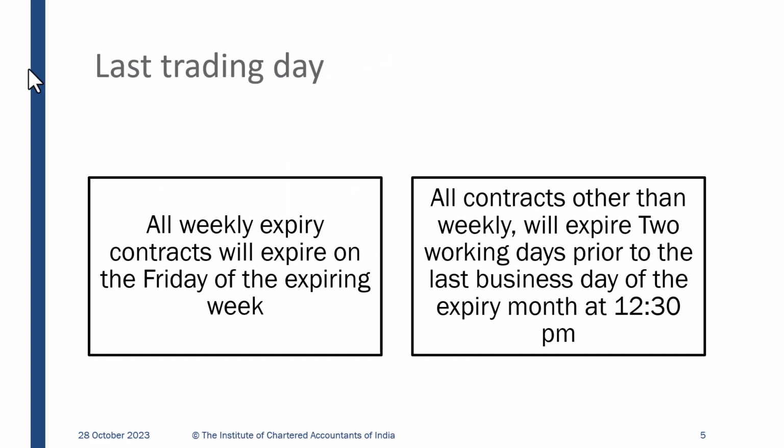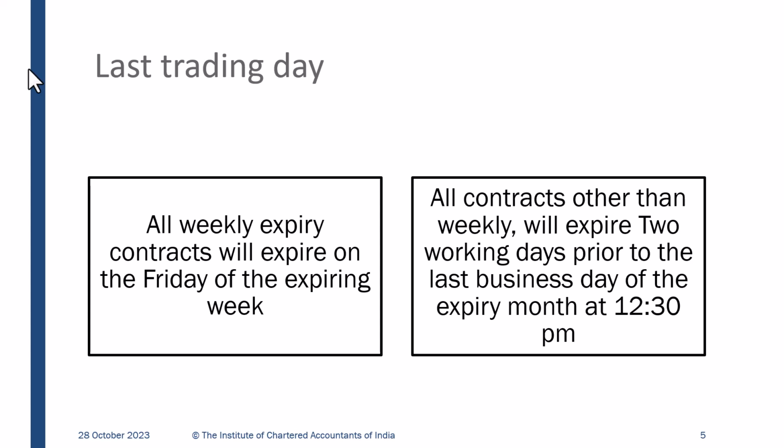All weekly expiry contracts will expire on the Friday of the expiring week. So weekly contracts will expire only on Friday, every Friday. All contracts other than weekly will expire 2 days prior to the last business day of the expiry month. Suppose we are in the month of October, so 2 days prior will be 29th of October.